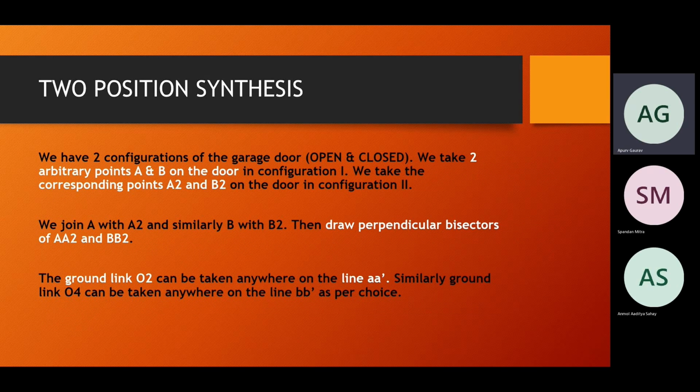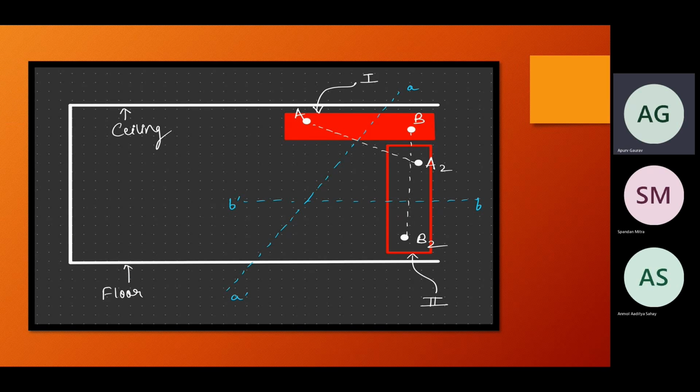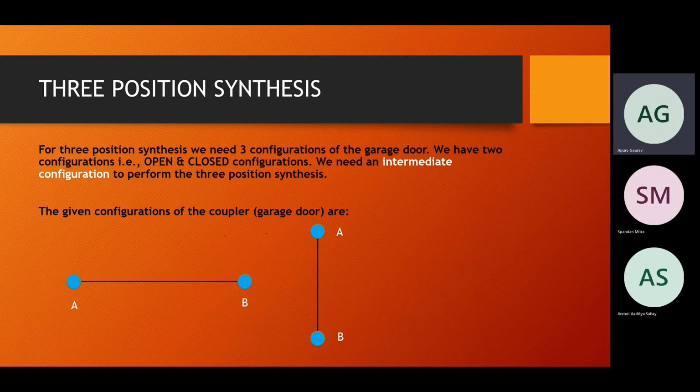So there are two approaches for synthesis. First being the two-position synthesis, and second being the three-position synthesis. In the two-position synthesis, we have two configurations of the door, which are the horizontal and vertical configurations. We have two points A and A2, and similarly B and B2. We draw perpendicular bisectors of A and A2 and B and B2, and ground links can be found on those perpendicular bisectors. This figure shows what two-position synthesis actually looks like. So the first ground link lies on the bisector of A and A dash, and the second ground link lies on the bisector of B and B dash. Now we look into the three-position synthesis.